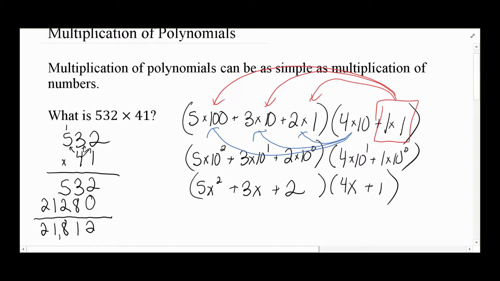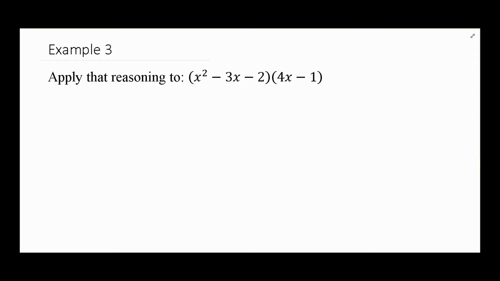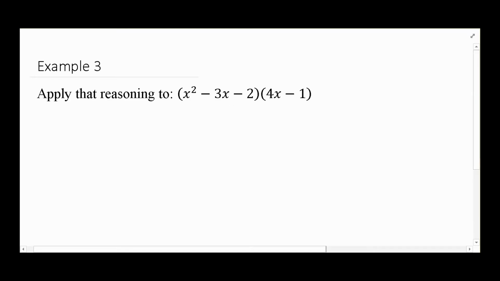But I point this out because we can really do the same thing when it comes to polynomial multiplication. Example 3, we want to apply that reasoning of organizing our work like we did in grade school to make our algebra as easy as possible. We're going to copy down the bigger one up top, and then we'll go ahead and copy the other one below it.